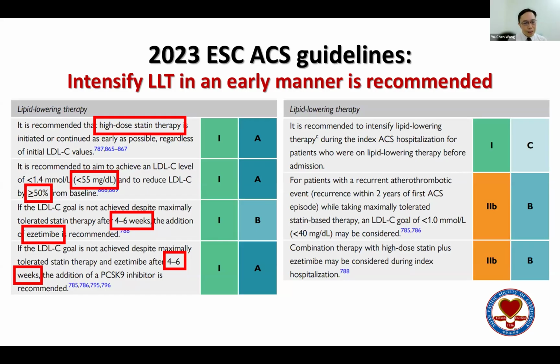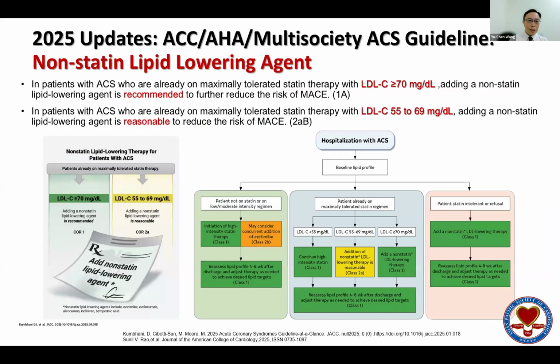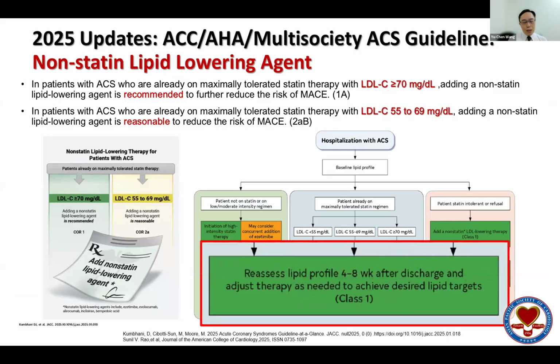In this guideline, it also emphasized the importance of timely LDL lowering intensification within 4 to 6 weeks if the target was not achieved. We should follow up the lipid profile within 4 to 6 weeks, and if the target was not achieved, ezetimibe or even PCSK9 inhibitors were recommended for reaching the LDL goal. Similarly, the latest 2025 ACC/AHA guideline update also emphasized reassessing the lipid profile within 4 to 8 weeks after discharge and adjusting the therapy as needed to achieve the desired lipid target.